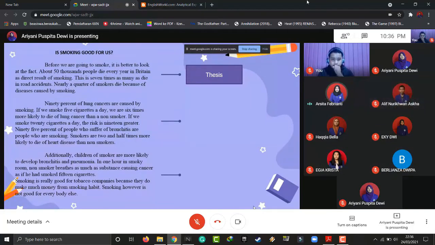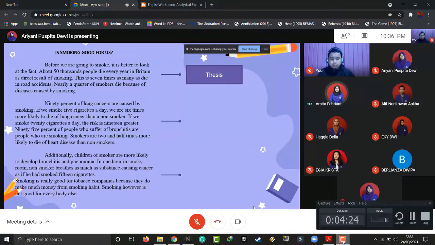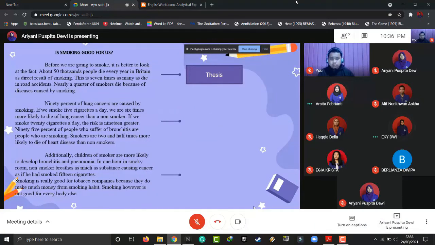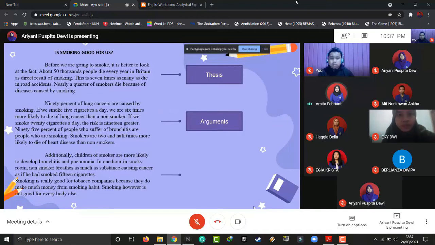And what about the second paragraph? What do we call the second paragraph? Argument. Correct. So these are arguments. The writer gives the detailed information presented in a reporting fact to support that smoking is not good, even for smokers themselves. Furthermore, people who do not smoke, but are in a smoky area, have the bad effect too from the smoking habit.